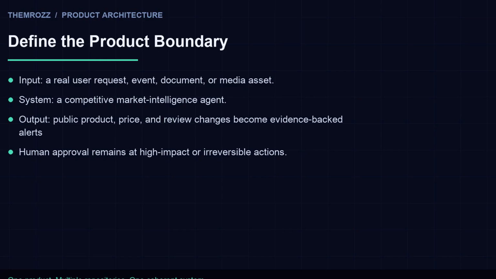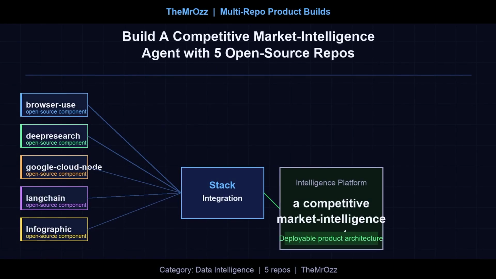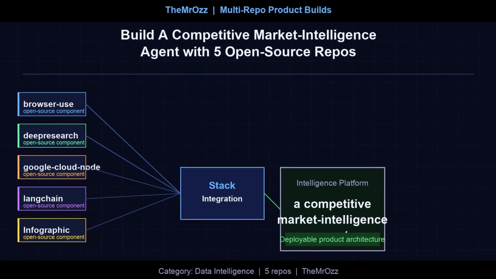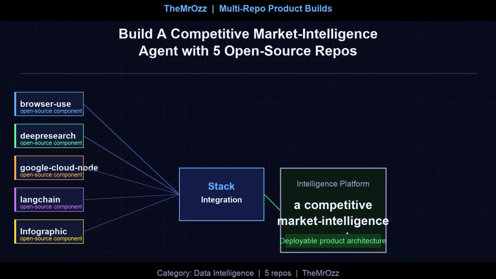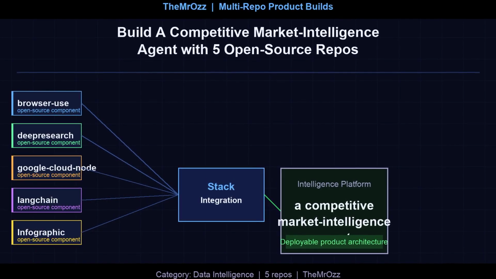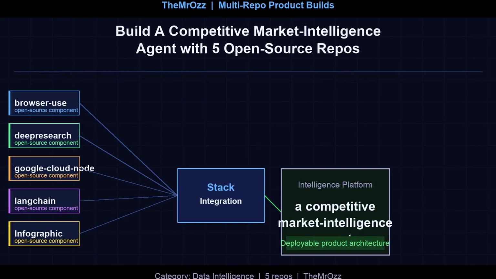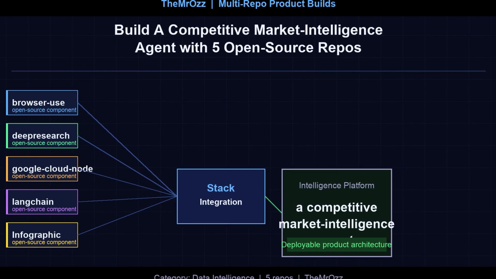Deep Research coordinates complex workflows, splitting tasks across agents, one for data extraction, another for analysis, a third for cross-referencing with external datasets. LangChain binds this all to LLMs, enabling agents to reason about unstructured content like review text or pricing descriptions. Google Cloud Node.js manages data pipelines, storing historical records, handling authentication for protected pages, and ensuring compliance with scraping policies. Infographic renders the final output into digestible visuals: timelines of changes, sentiment charts, side-by-side pricing comparisons, turning raw data into a decision-making tool.